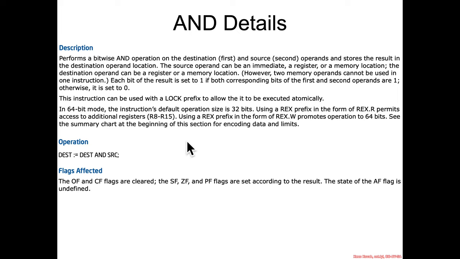And then in 64-bit mode, the instruction's default operation size is 32 bits. That's what I said a little bit ago. And using the REX prefix in the form of REX.R, we don't know what that is yet, permits access to additional registers. So it gets you access to the 64-bit extensions. Using the REX prefix in the form of REX.W promotes operations to 64 bits. So I said it defaults to 32 bits, but there's a way to override it and force it to be 64-bit.